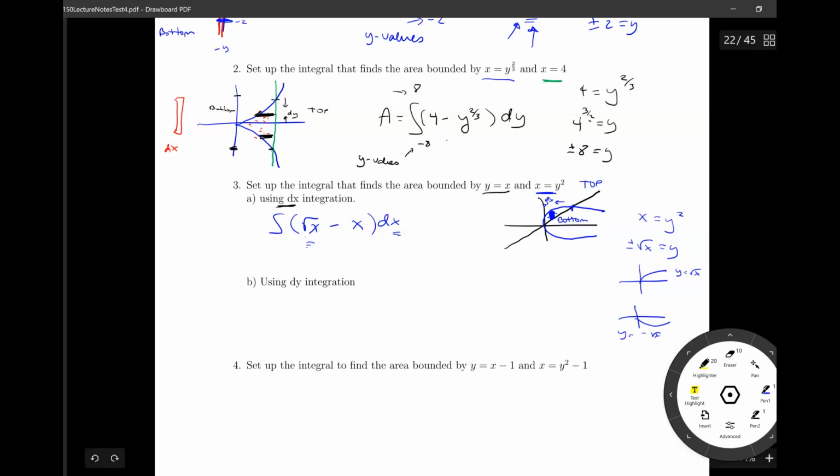So I think we can use our logic here. We can see that they're going to start building rectangles at x equals 0, and we're going to finish building them where root x and y equals x intersect, and that's going to be 1.